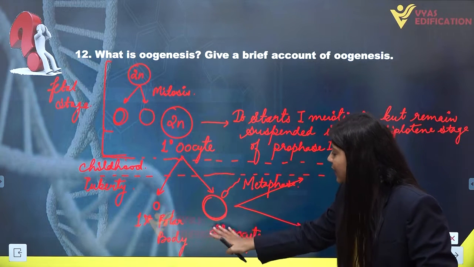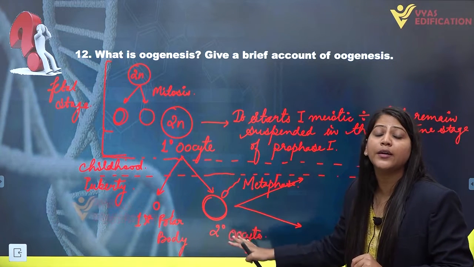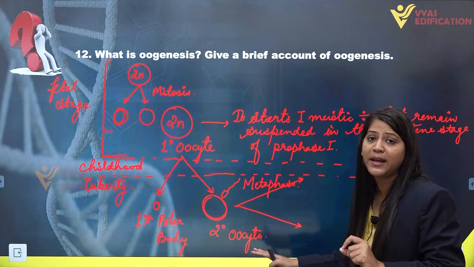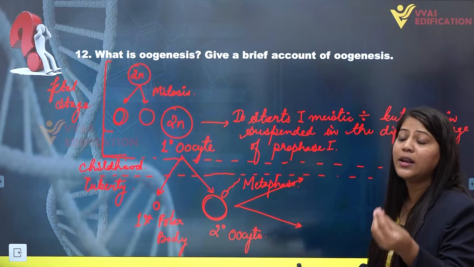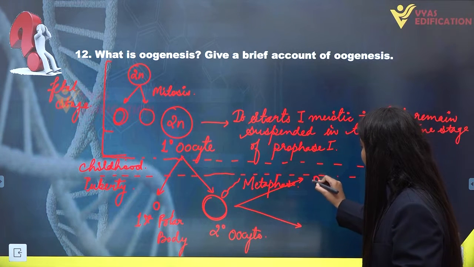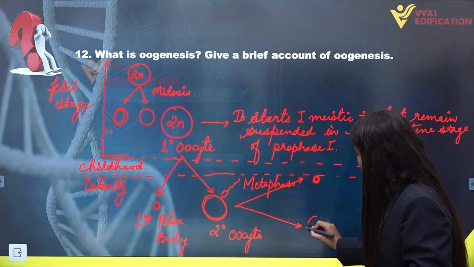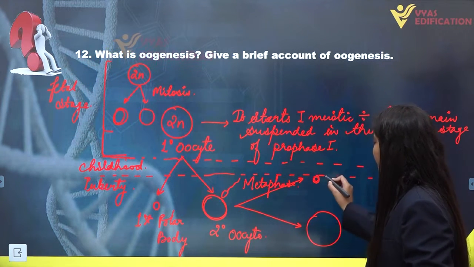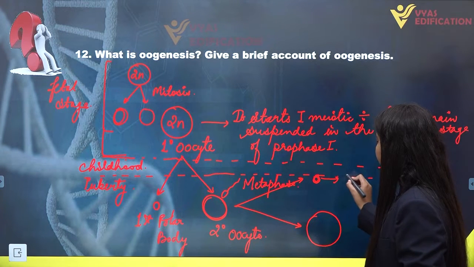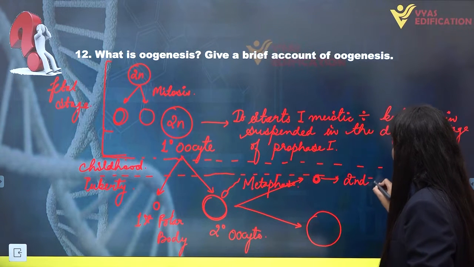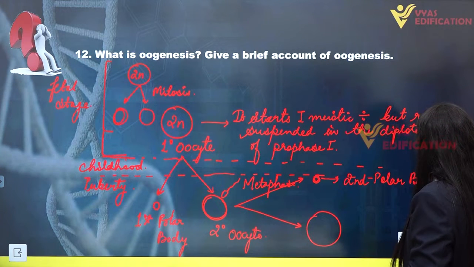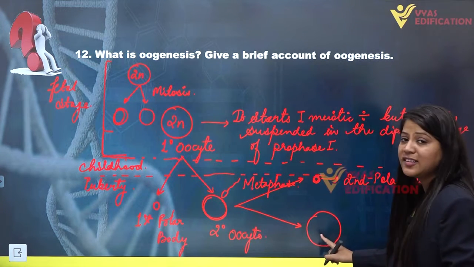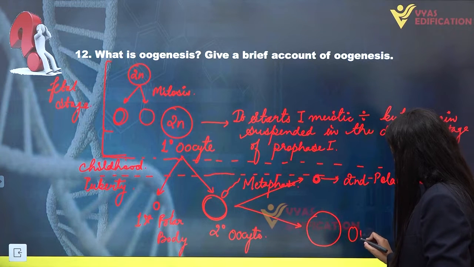Hence, the completion of the second meiotic division will take place, resulting in another unequal pair of cells, that is, we will have a small cell and a big cell. This small cell is known as the second polar body, and this one big cell we have is the ovum.